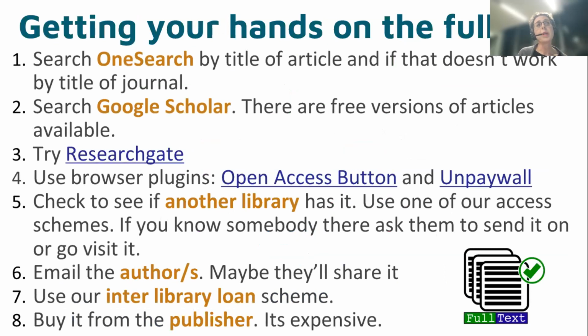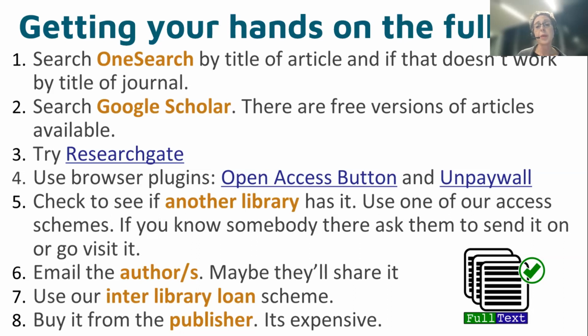Okay, so when you have done your searches and you have your results, you need to access the full text of those articles. So you can use One Search and search by article title. And if that doesn't work and you don't get access to the article, you can also search by journal title and then go in and find the right volume, etc., to access the article. You can use Google Scholar and see if there are any free versions available. You can look on ResearchGate and see if it's available there. You can check to see if it's held in another library.